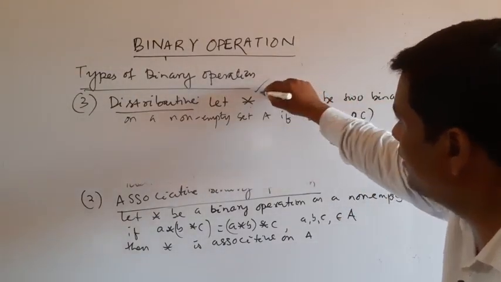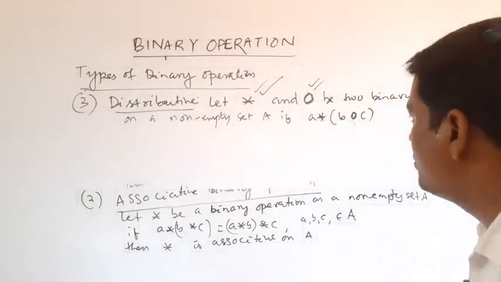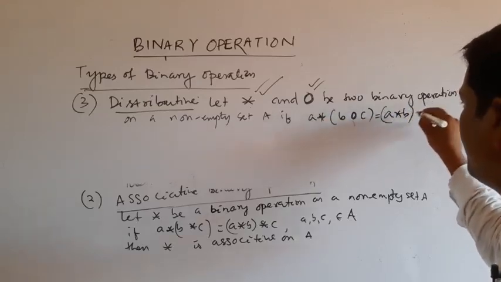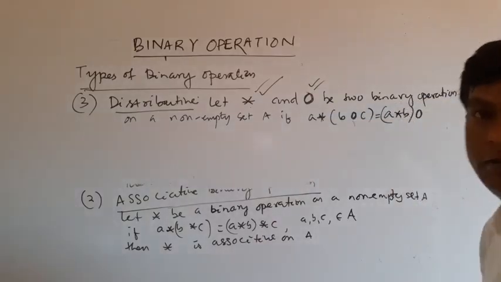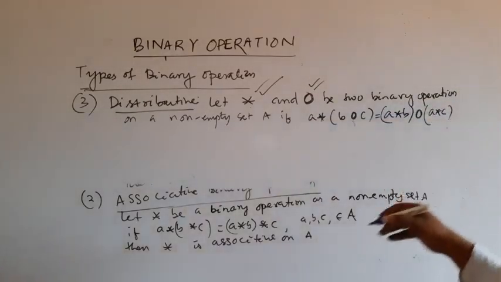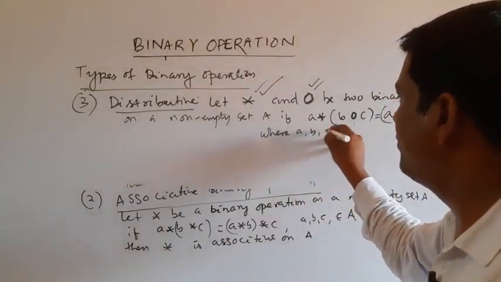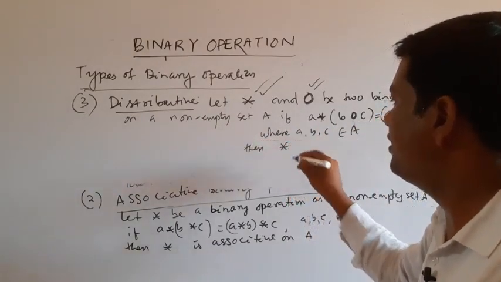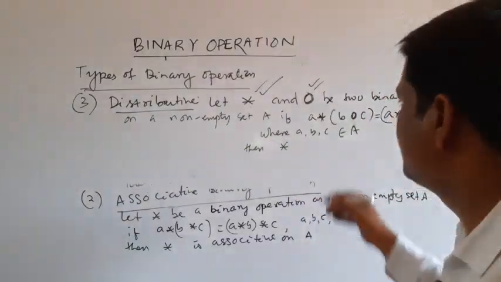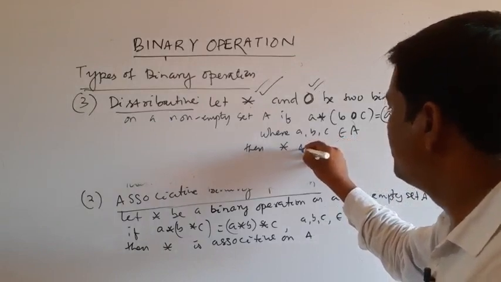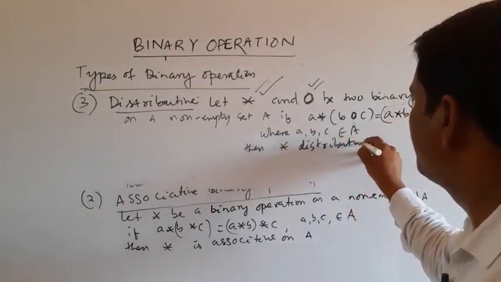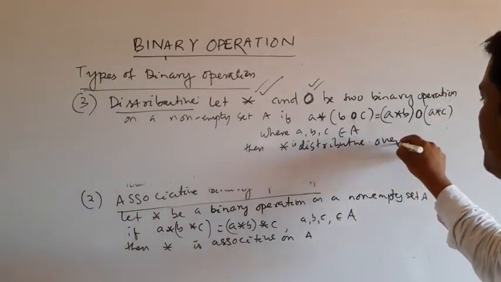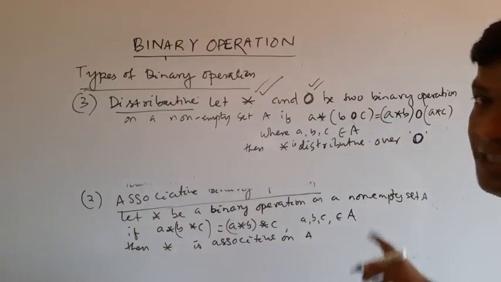since there are two operations, this is one operation and this is another operation, clear? So a star (b operation c) is equal to (a star b) operation (a star c), where a, b, c belong to A, then we can say star is distributive over operation O.